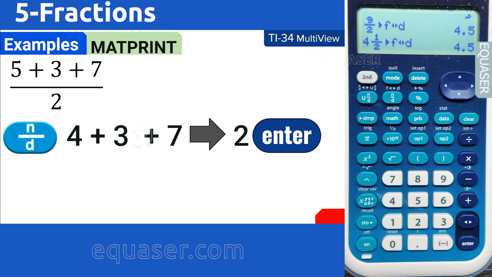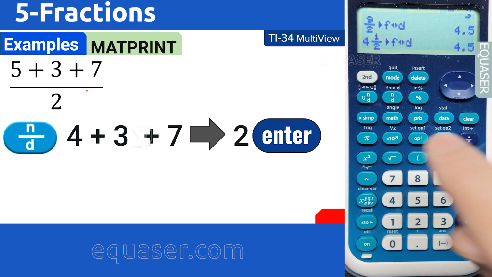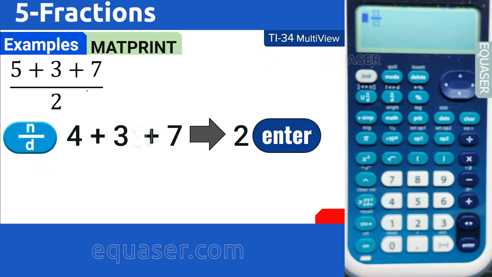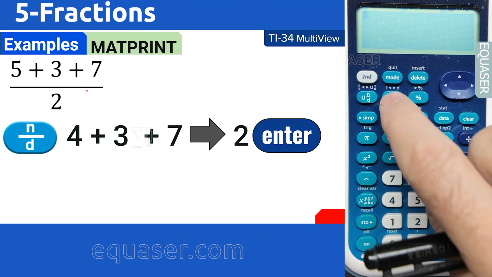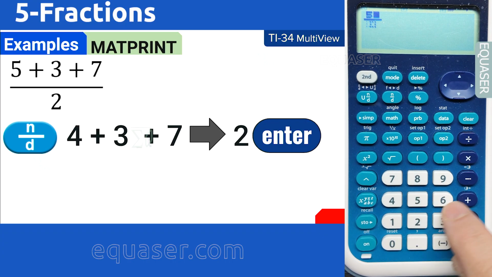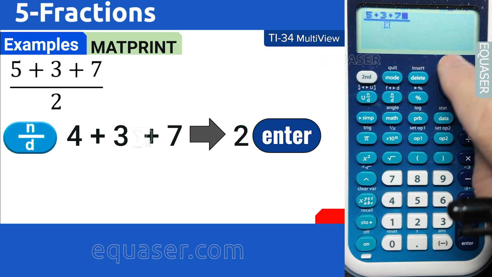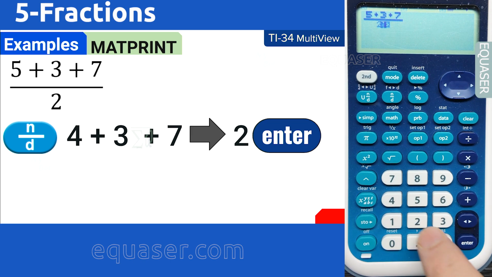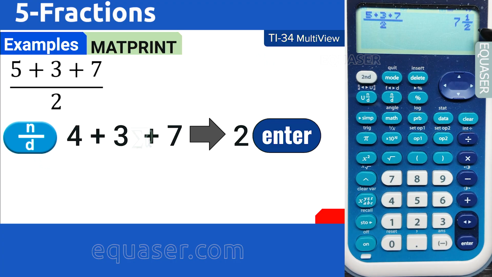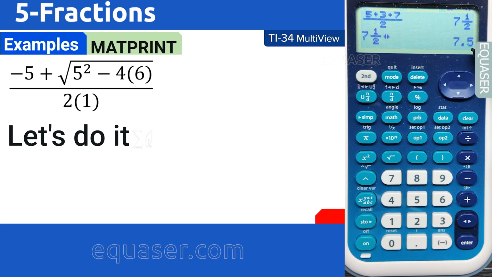Now if you want to do this, press this button, clear, and at the top 5 plus 3 plus 7 with the arrow, come down, and 2. There is no arrow to simplify it, and press S and D to get the decimal value.